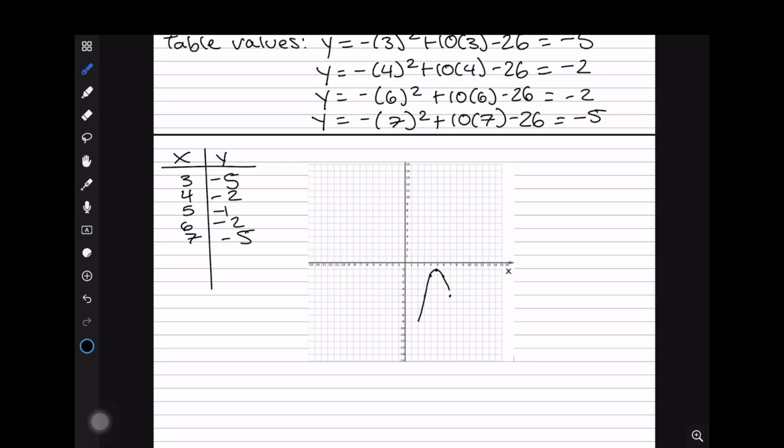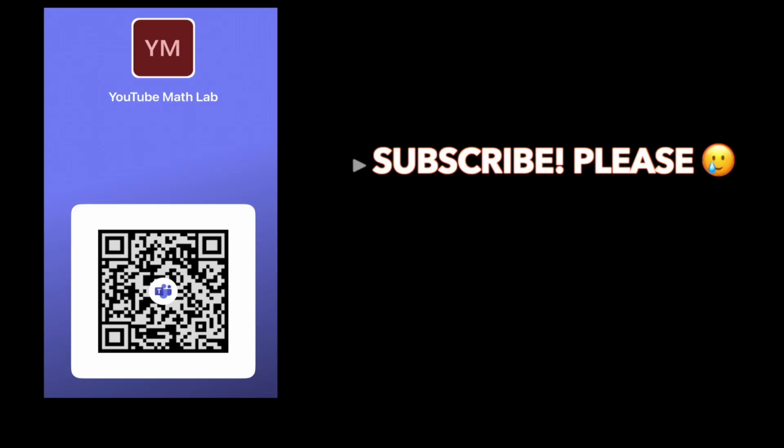Now we just want to plot them. So when we're plotting, we take them, we plot them, we connect them. And you can clearly see that the axis of symmetry is at x equals 5. That's where the graph reflects. And there you go. That's how you graph in standard form.